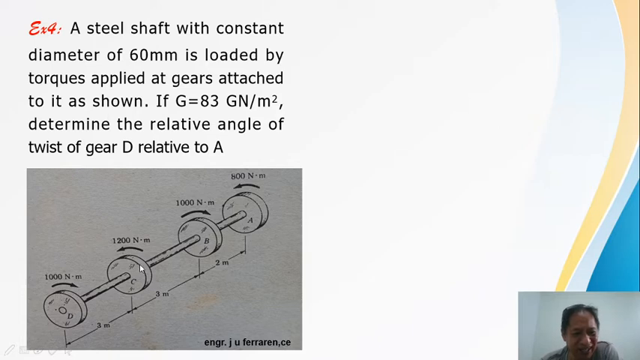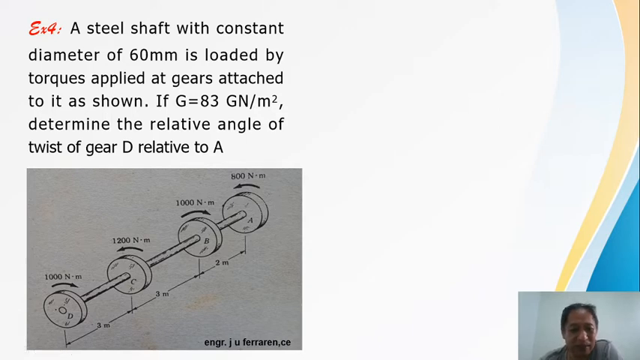We have the gear here, and then you put the applied torques. Now, we want gear D relative to A, meaning you view from A, looking at gear D. So what would be the angle of twist? An applied torque like this may also be represented with a line with a double arrow head.